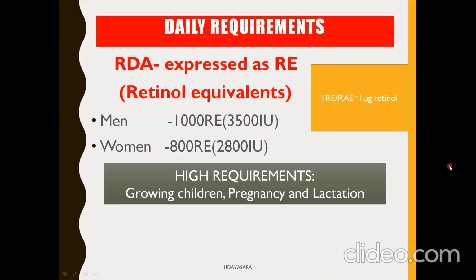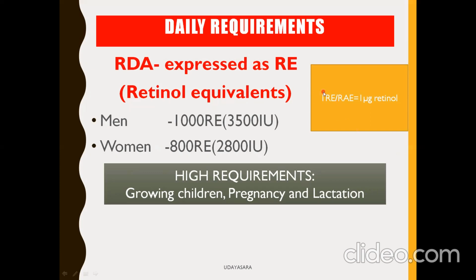Next, we'll see about the daily recommendations of vitamin A. It is expressed as the retinol equivalence. So recommended daily allowance is expressed for vitamin A as retinol equivalents. One retinol equivalent is equal to 1 microgram of retinol. Previously it was expressed as international units, now as retinol equivalents. For men, it is 1000 retinol equivalents. For women, it is 800 retinol equivalents. The higher requirements are needed for growing children, pregnancy, and lactation.